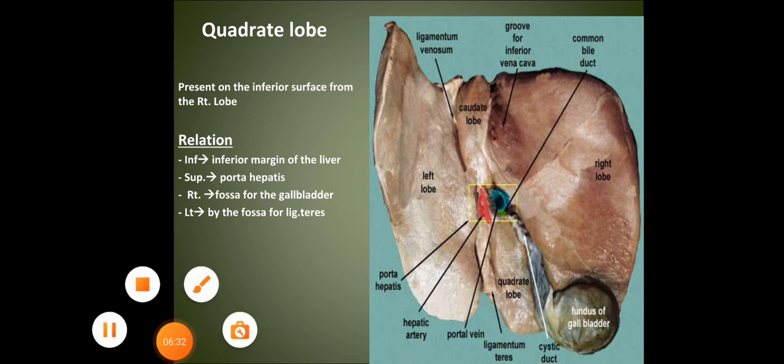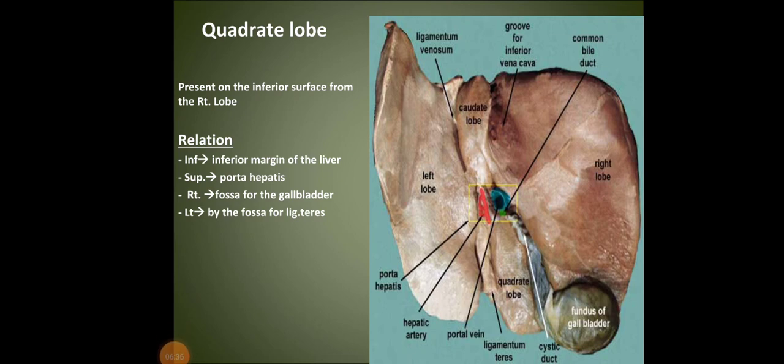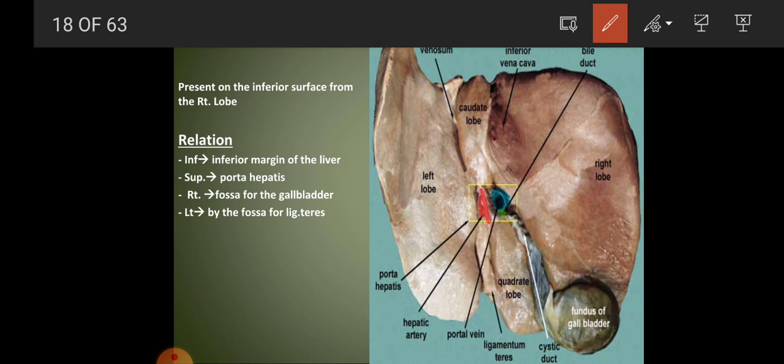Then this is the quadrate lobe. It is present on the inferior surface of the right lobe. Relations of this quadrate lobe: on the inferior side of the quadrate lobe we have the inferior margin of the liver, and on the superior side we have the porta hepatis. On the right side there is the fossa of the gallbladder, and on the left side there is the fissure for ligamentum teres. This is the fissure for ligamentum teres.